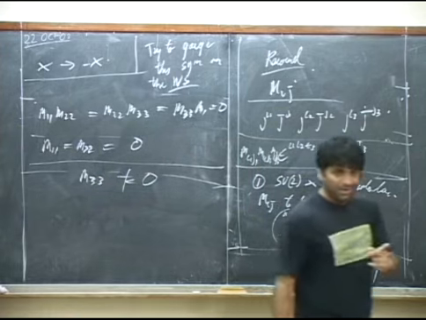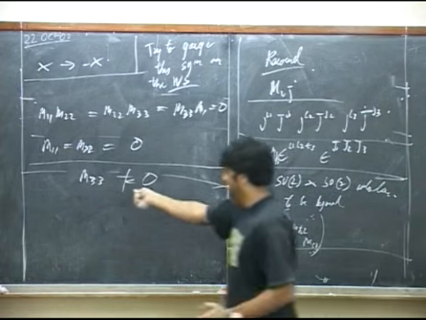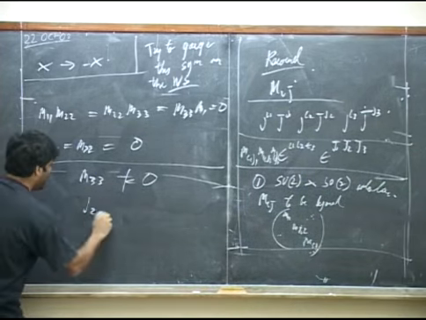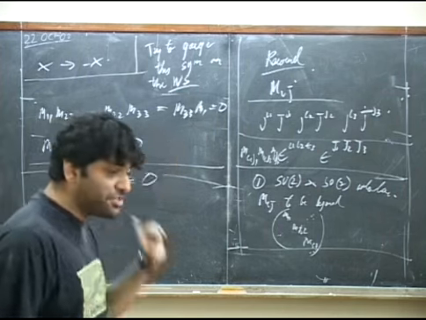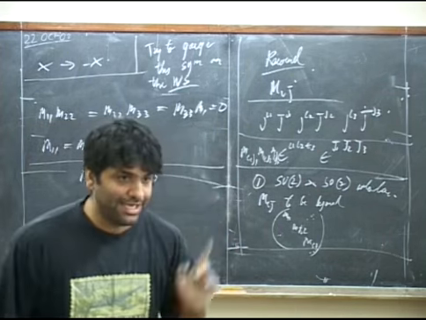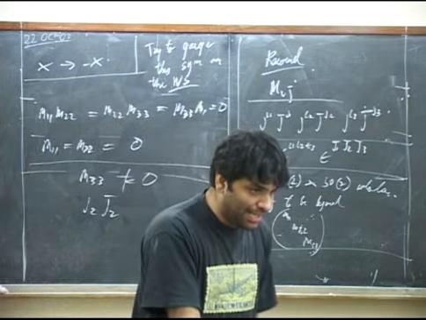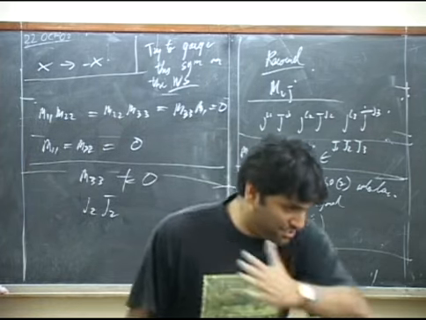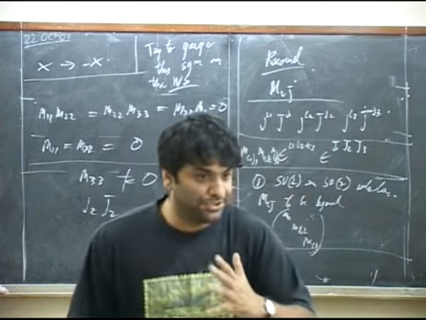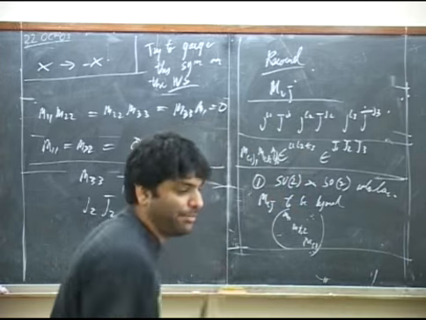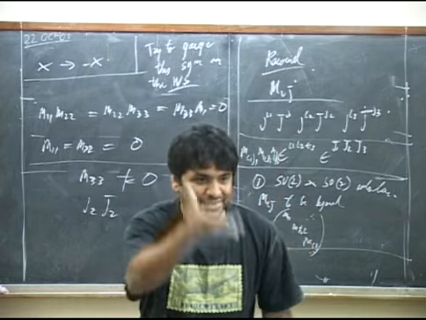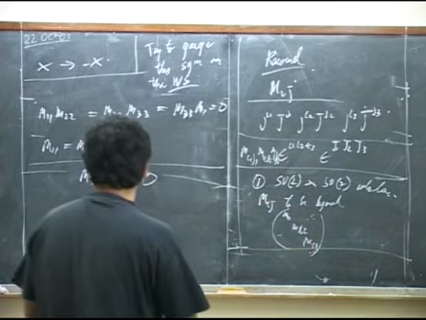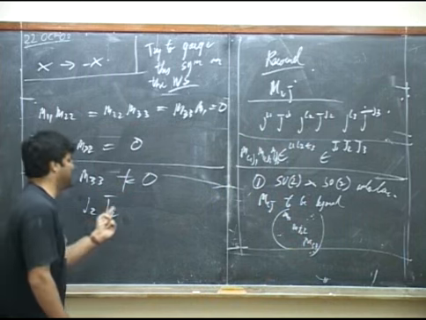M33 not equal to 0 is M33 is JZ bar. So the calculations we've done have demonstrated that the only possible exactly marginal deformation away from the SU2 and SU2 point is by JZ. Or of course gauge rotations there. For instance, one gauge rotation of this would be JX dx bar.